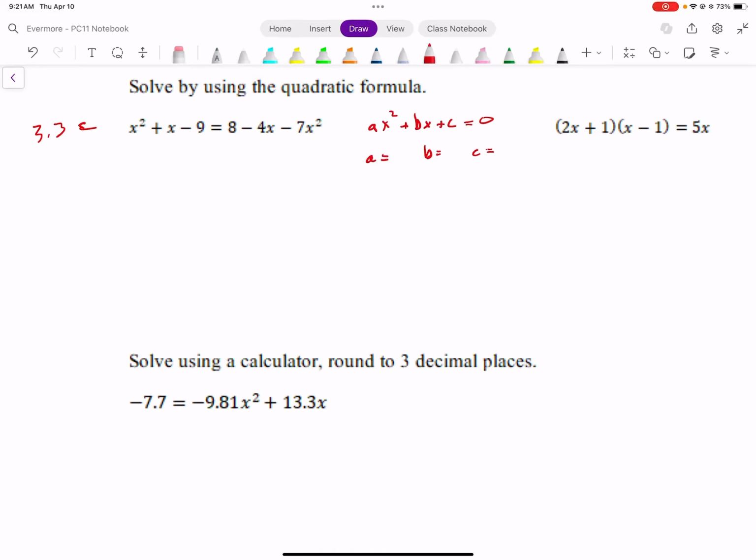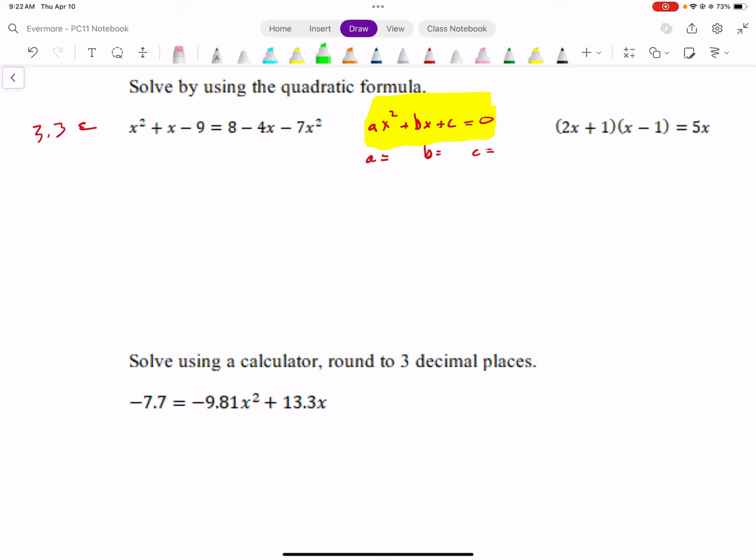Let's look at a few more examples of using the quadratic formula to solve quadratic equations. To use the quadratic formula, the first thing we need to do is make sure that our equation is in standard form, in the form of ax squared plus bx plus c is equal to 0. If it's not, we're going to have to undertake some work to make sure that happens.